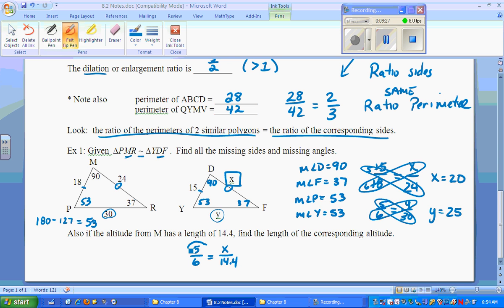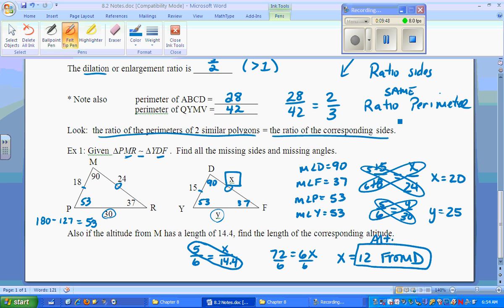So cross multiply, so 72 equals 6x. So x ends up equaling 12. So the altitude from D is 12. All right, so now you could also say that the ratio of altitudes is the same as the ratio of sides. Okay, so they're all going to be similar, very simple.